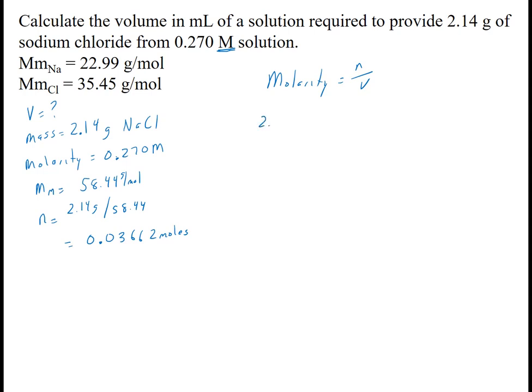So I have 2.70 M. I have 0.03662, and I'm searching for the volume. So when my unknown is on the bottom, I have to get rid of the fraction first. So I'm going to multiply both sides by V. 2.70 times V is 0.03662. And then I divide both sides by 2.7 to get V by itself. So 0.03662 divided by 2.7.